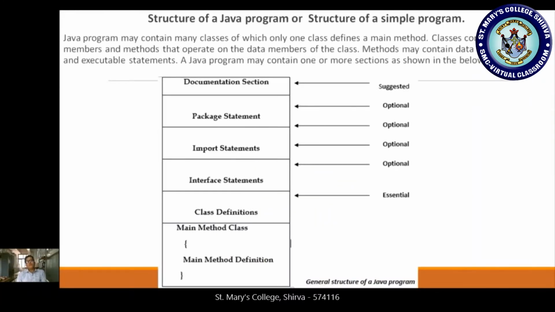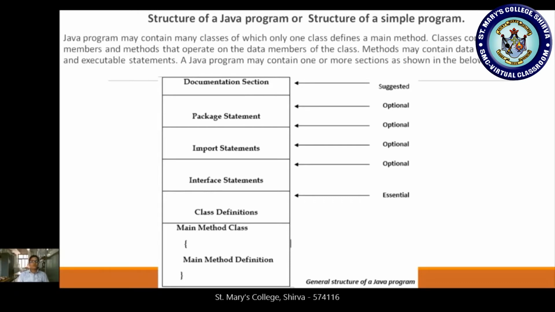Next, we are moving to the most interesting part of Java programming. This is one of the very important questions: the structure of a simple Java program. As we know the structure of a C program as well as a C++ program, now we are moving to the structure of a Java program. Here we are presenting the structure of a Java program.